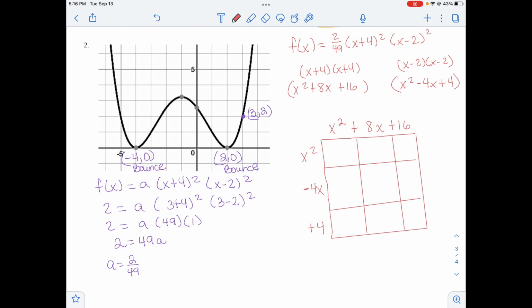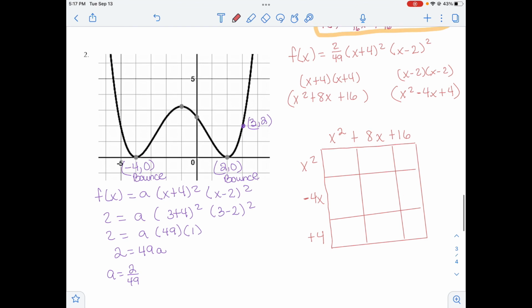All right, so I took my 2 points. I noticed they bounced, so they're both going to be squared. I solved for my a and got 2 over 49. And I wanted to show you a little strategy to remind you, if you're having trouble with multiplying trinomials by trinomials, you could use the box method. I'm not big on methods, but this one's very helpful.